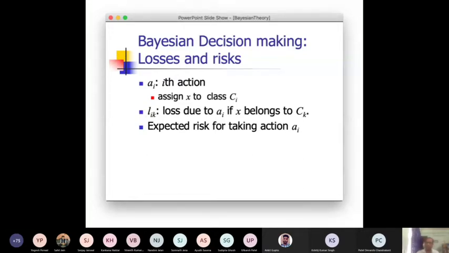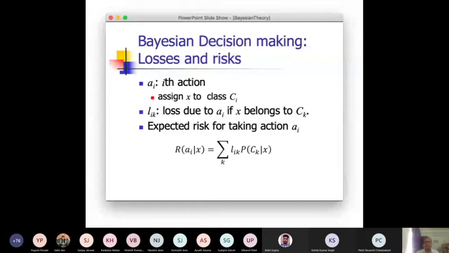Okay, so if your loss is for the correct class assignment, naturally the loss will be very low, maybe 0. But then again, if the posterior probability is not high, then as you can see, it has greater risk.